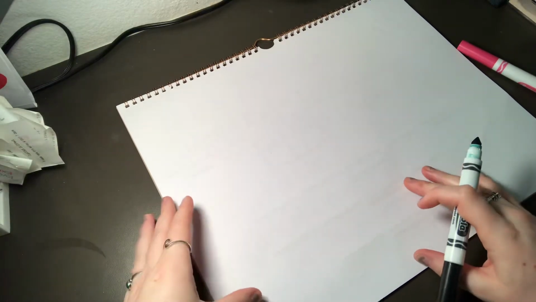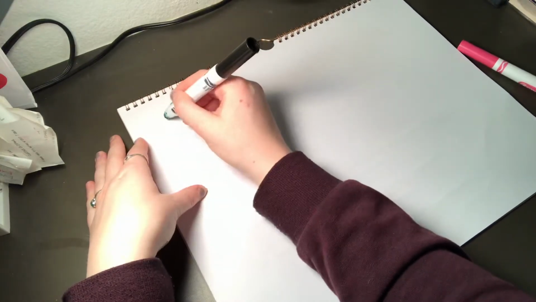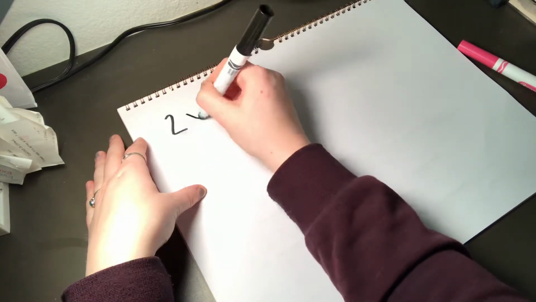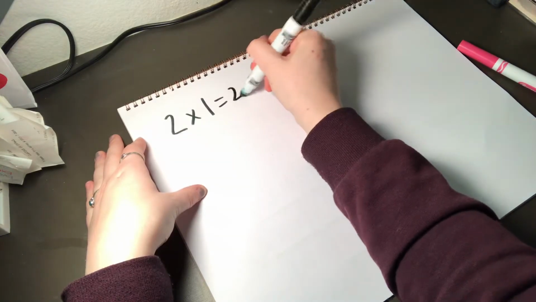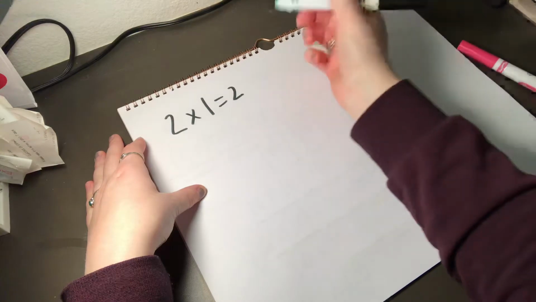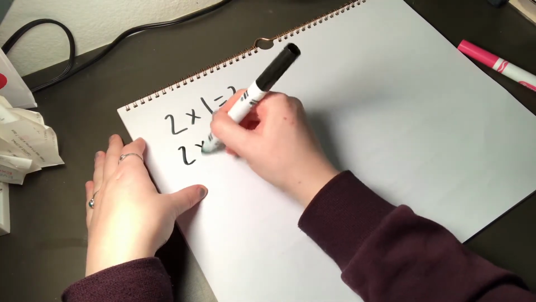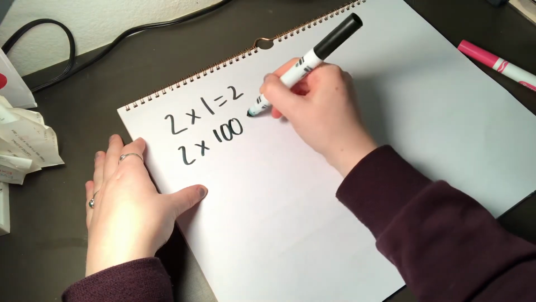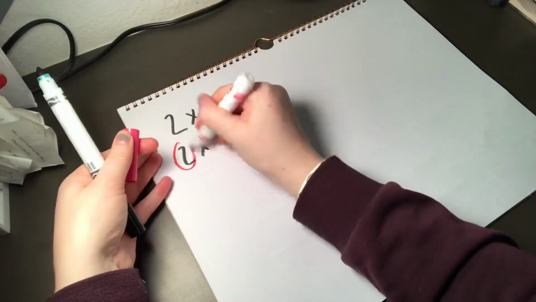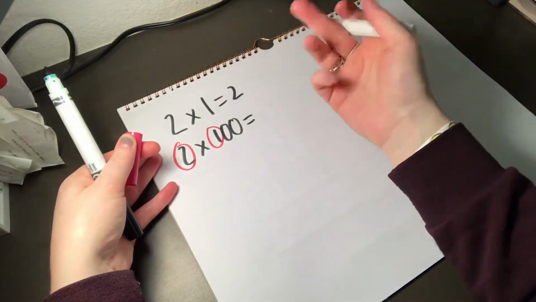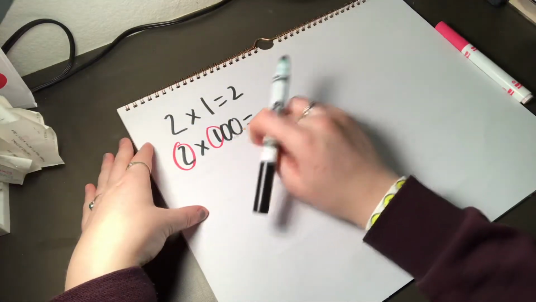So when we do this, we just start with a number, so we'll do 2 times 1, which equals itself, 2. And then we have 100. So that looks like 2 times 100 equals, but first let's notice 2 times 1, which equals what? 2 itself. But in this case, we just add the 2 zeros.